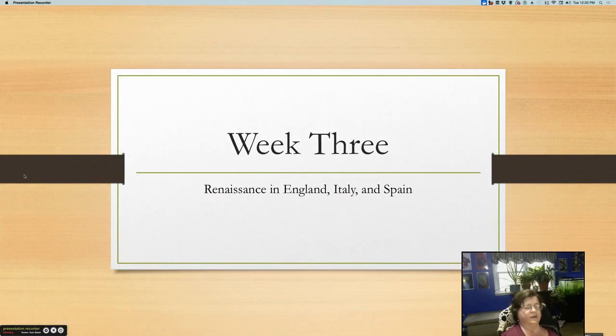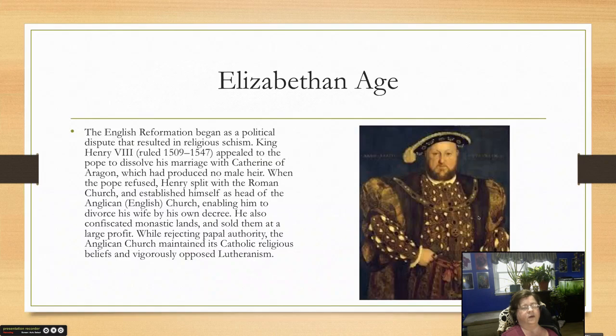Okay, this is week three. This is the Renaissance in England, Italy, and Spain of Intro to Humanities 2. So we're going to look first at the Elizabethan Age.